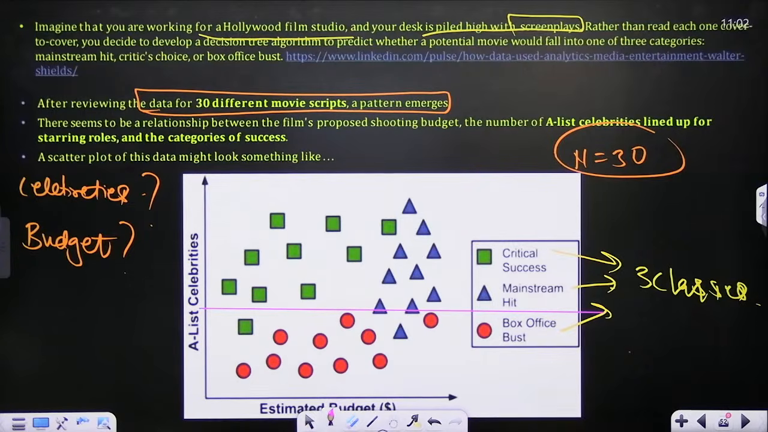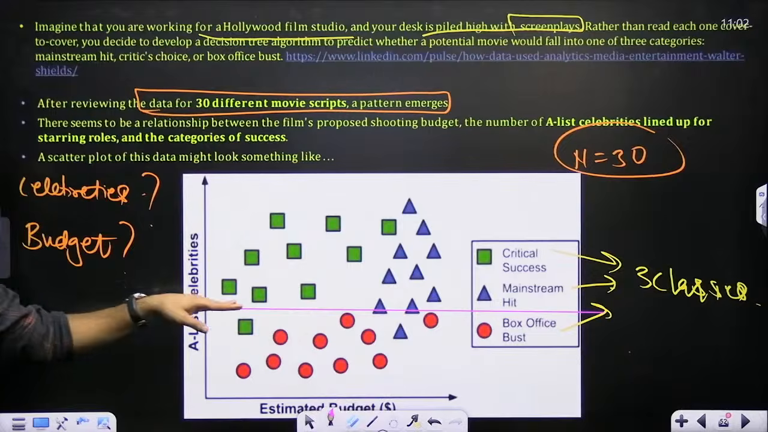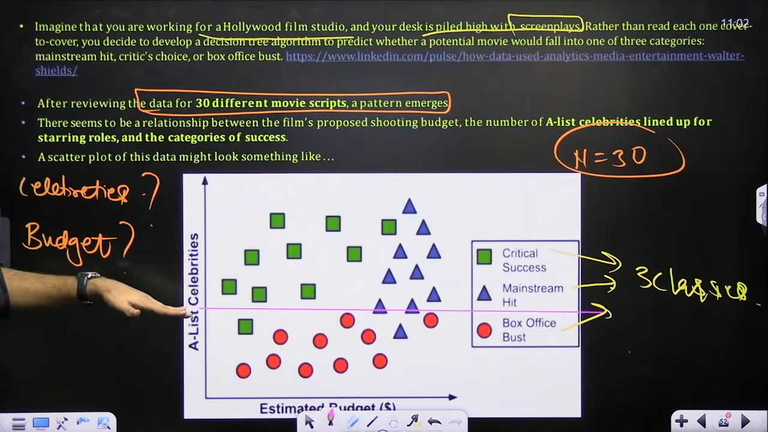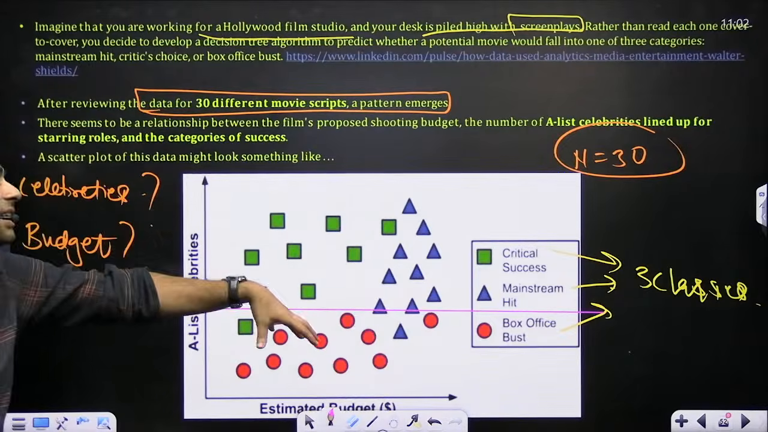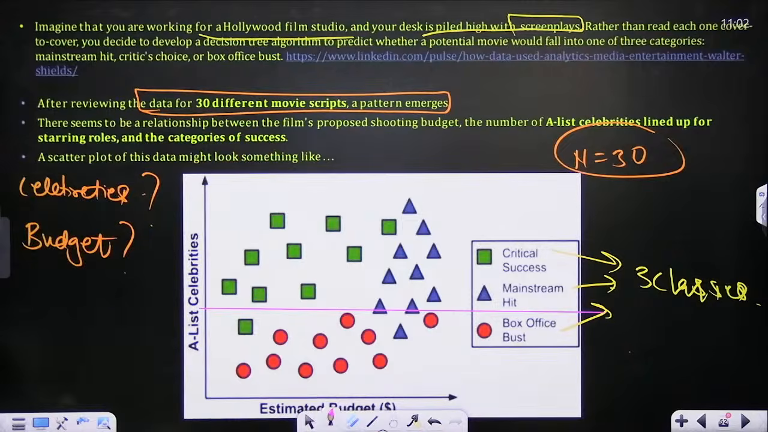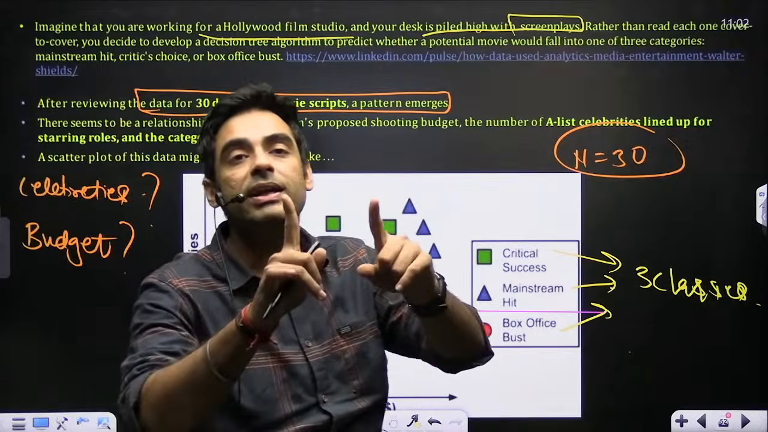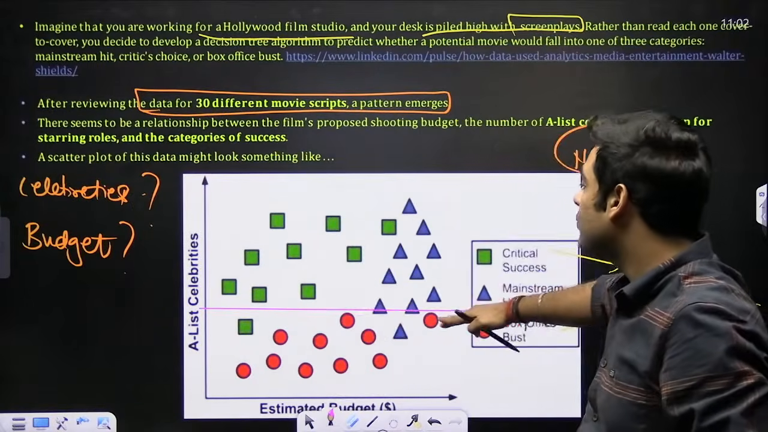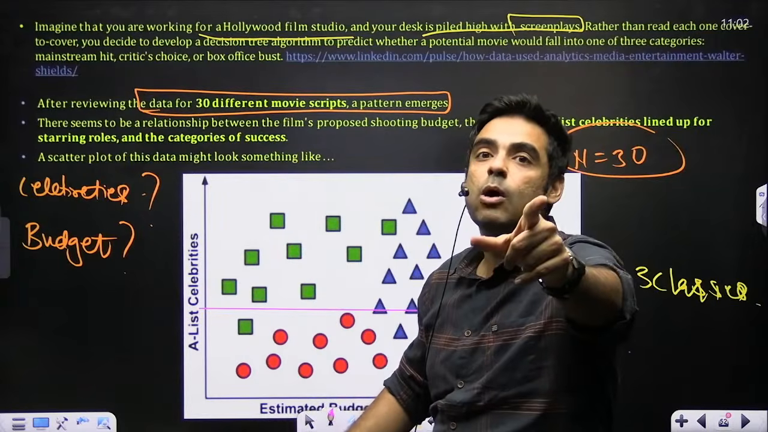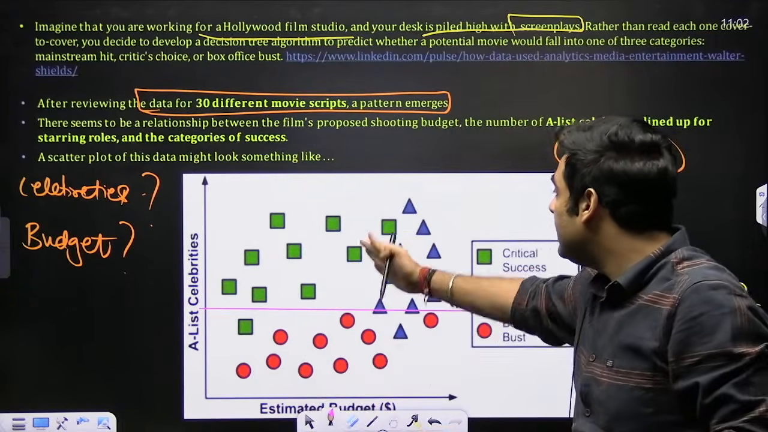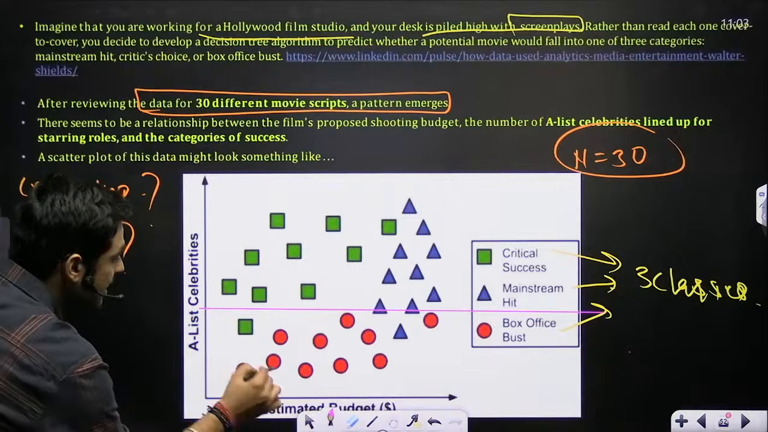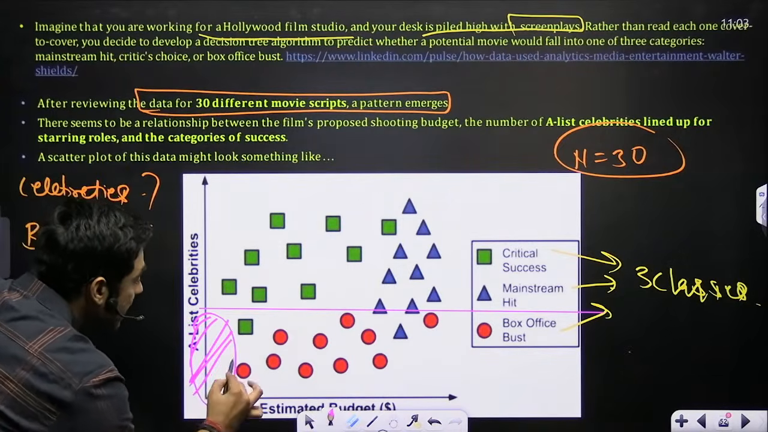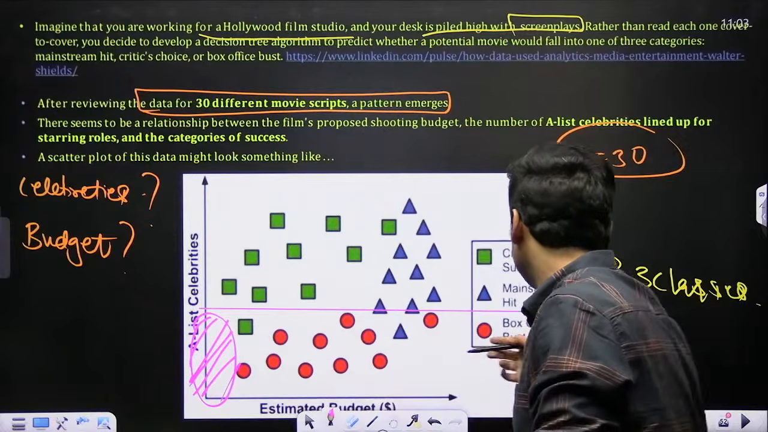So basically what I have done is, I have drawn a decision boundary where this category has been homogenized and separated from the entire decision tree. So what I am doing in a decision tree is trying to partition the data by drawing linear decision boundaries such that my categories are homogenized. If I select this number of celebrities, I am very sure that I would be getting a box office bust.